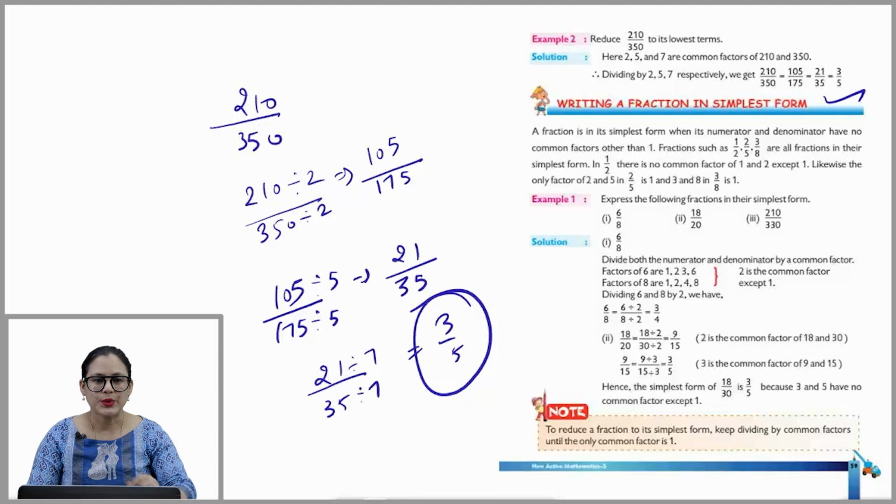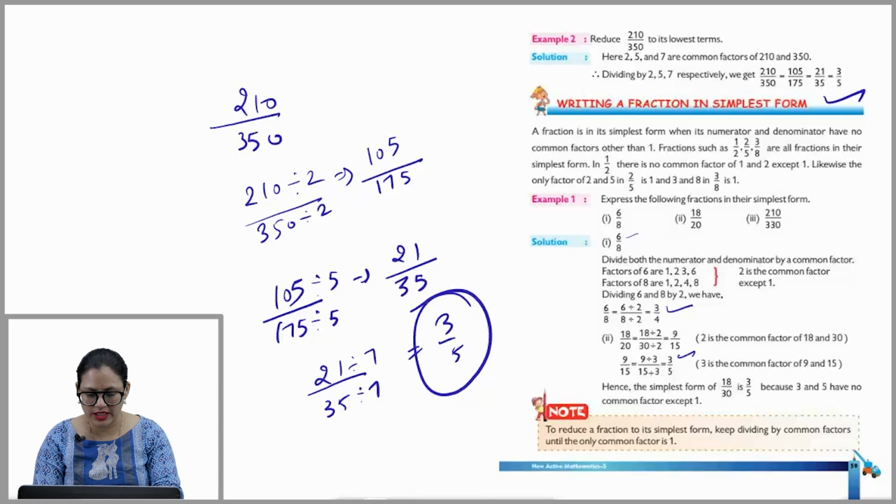Example: express the following fractions in their simplest form. So how will we do it? Divide both the numerator and denominator by a common factor. In this case, for 6 and 8, only 2 is a common factor. So we will divide 6 and 8 by 2, then we will get 3 by 4. Next, the fraction is 18 by 30. 2 is the common factor of both these numbers, so we will divide by 2. Then 9 by 15, here 3 is the common factor of 9 and 15. So we will divide this fraction 9 by 15 by 3.